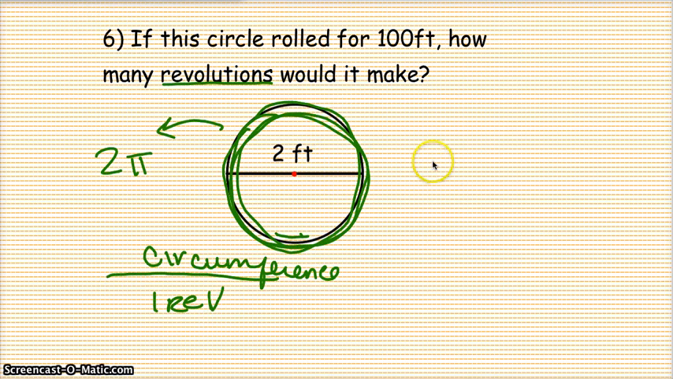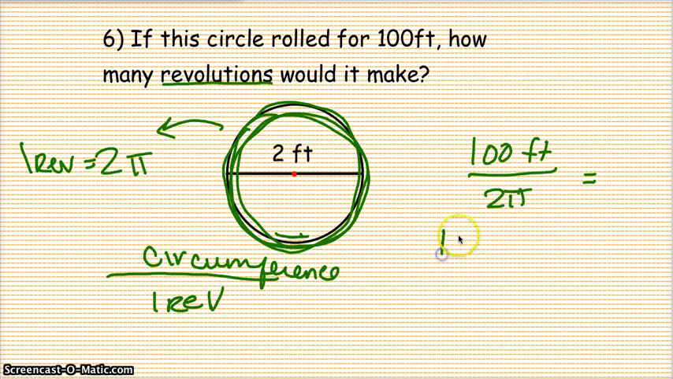I think I'm just going to divide. If one revolution is equal to 2 pi, then I want to know how many revolutions are in 100 feet. So 100 feet divided by 2 pi. You're going to need your calculator for this one. I got a decimal. It was 157.079. If we're talking about full revolutions, it would really, let's see, in 100 feet, I think it would need to make, well, a part of a revolution.